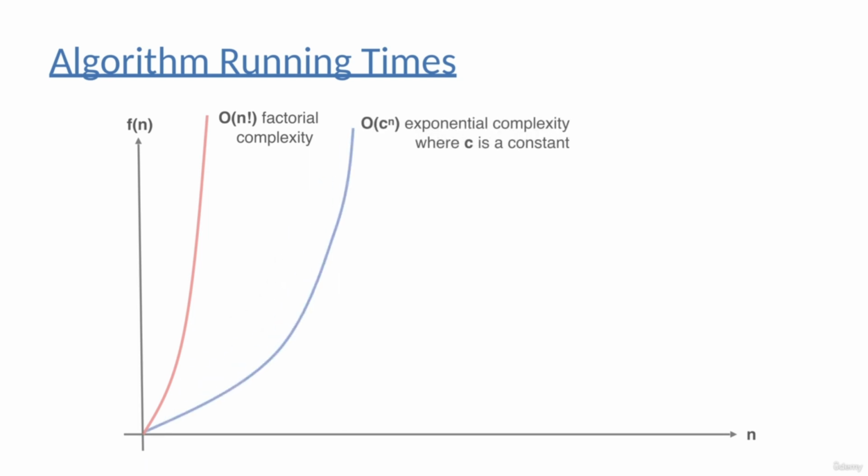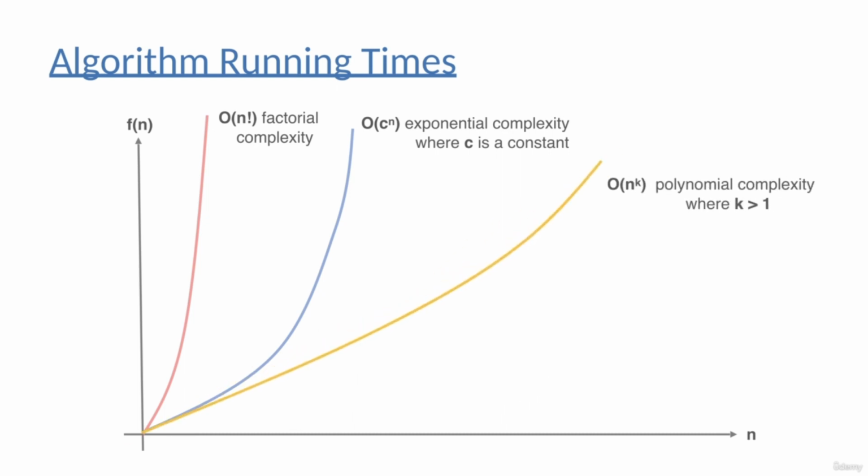Then we have the exponential running time complexity, where c is a constant. So for example, 2 to the power of n, 3 to the power of n, 4 to the power of n, these are the exponential running time complexities. Of course, exponential running time complexity is still quite slow. So we can come to the conclusion that algorithms with factorial running time complexity or exponential running time complexity have no practical applications because these algorithms are extremely slow.